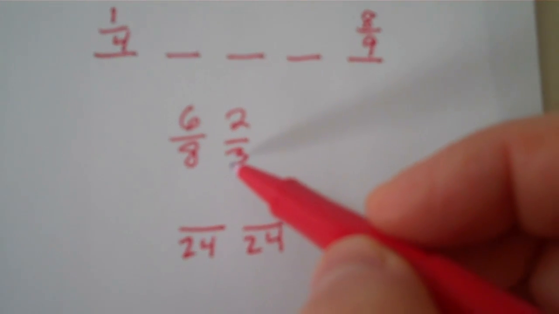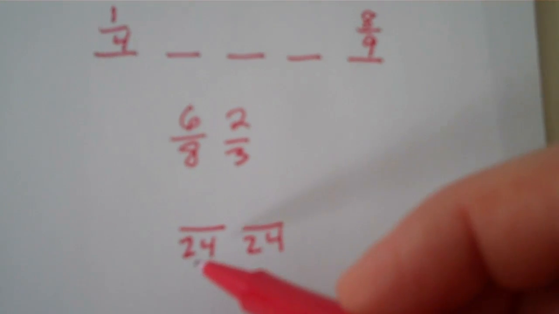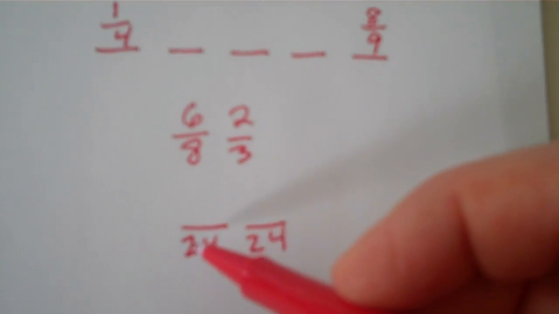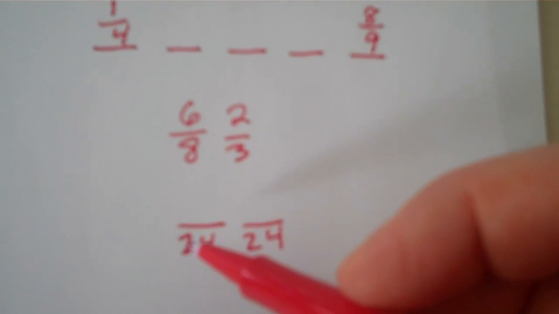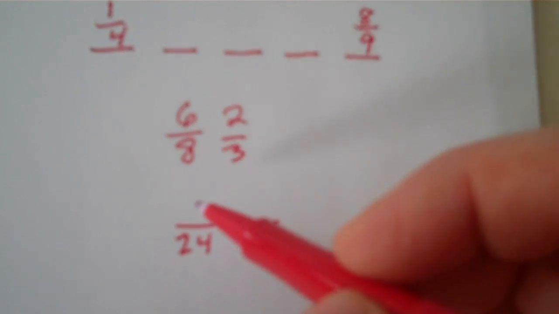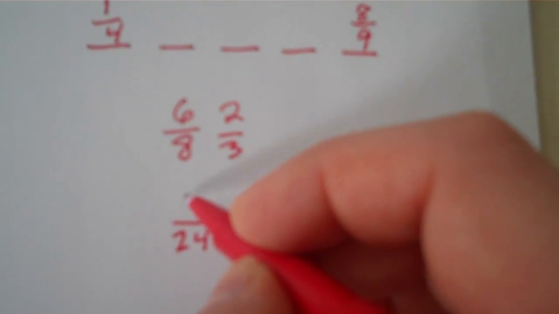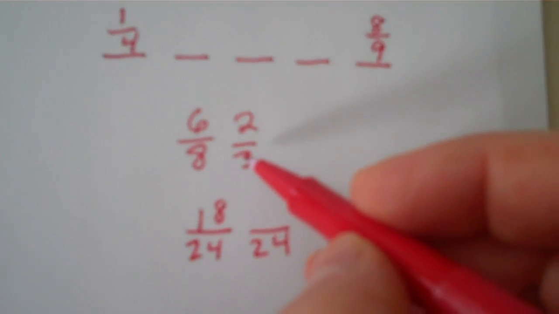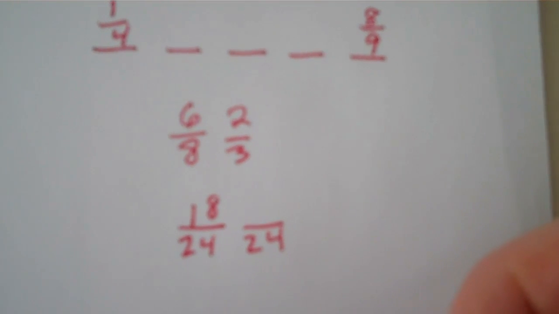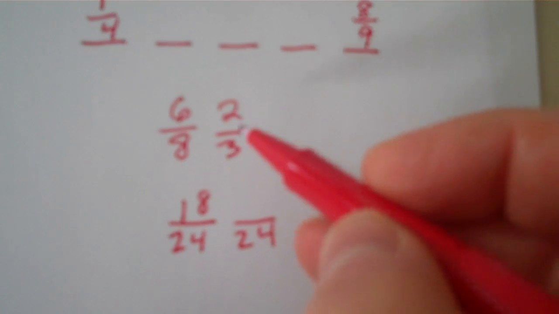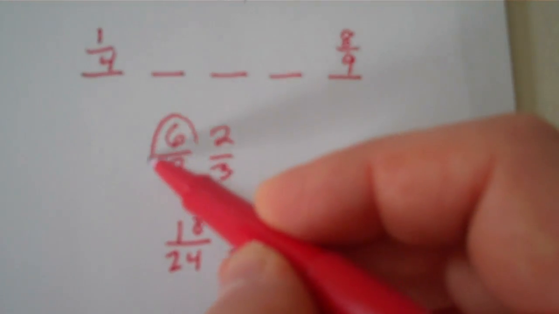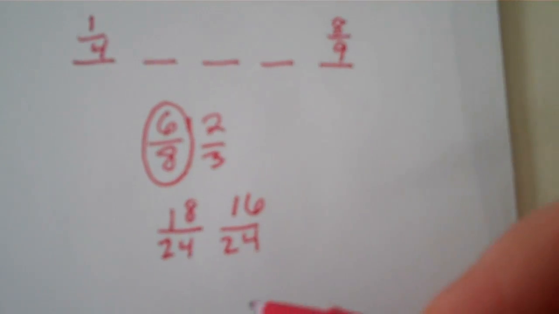8 times 3 is 24, and I know that it's a multiple of both of those numbers. To get from 8 to 24, I needed to multiply by 3. So to get from 6 to something, I need to multiply by 3 also, and that's going to be 18. To get from 3 to 24, I needed to multiply by 8. So I have to do 2 times 8, and I get 16. So 6/8 is bigger than 2/3.